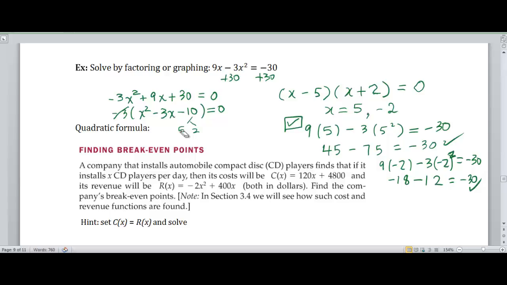Okay. So let's suppose you weren't able to factor or you weren't able to solve by graphing. Then what you could do is use the quadratic formula. Okay. And you can use the quadratic formula anyway. Even if you can factor, you can still use the quadratic formula. Factoring is just easier. So what is the quadratic formula?